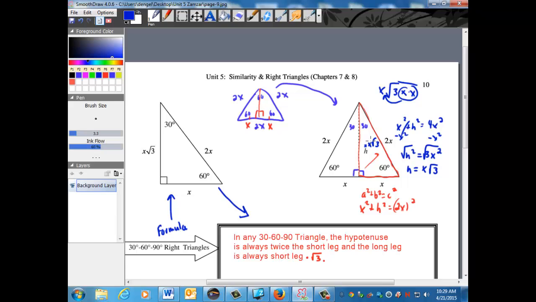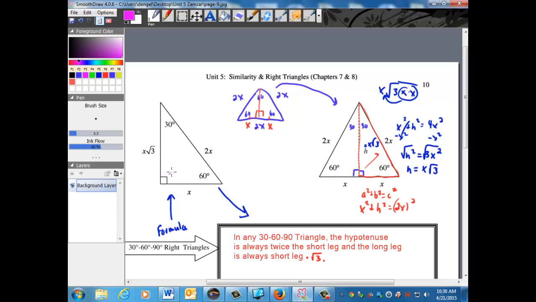Alright, well why is that important? We found h is equal to x rad 3. Well, the reason is that when we look at our formula, at how we solve for a 30, 60, 90 triangle, we see that we have x, we see that we have x rad 3, and we have 2x. So this x rad 3 is a result of us solving for the height or the h. Alright, we're going to mark this up more.